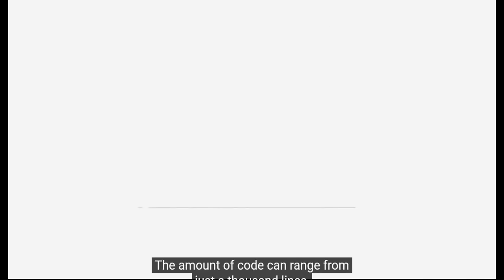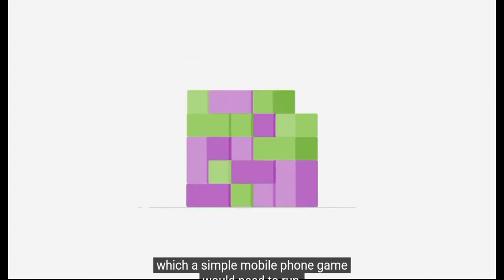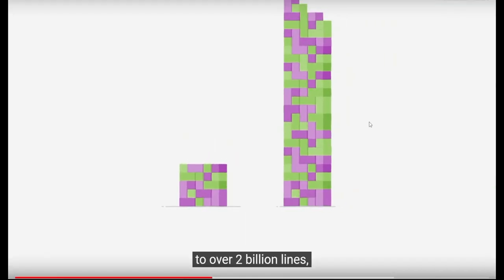The amount of code can range from just 1,000 lines, which a simple mobile phone game would need to run, to over 2 billion lines.